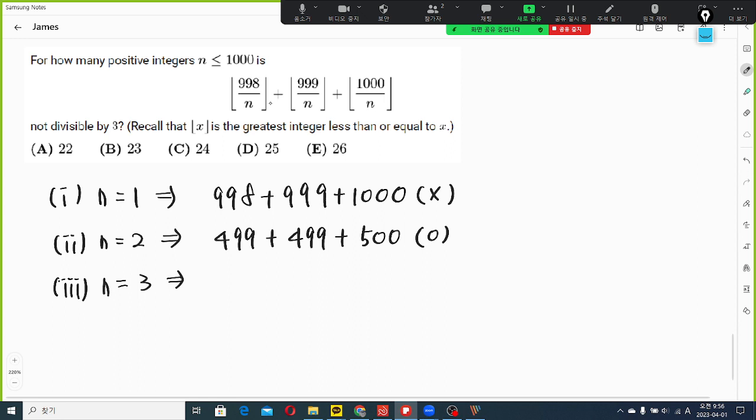So the first Gaussian number is 332. The second one is 333. The third one is also 333. Is the sum divisible by 3? 667, oh, 998. No, it is not. So that's once again a case we want.